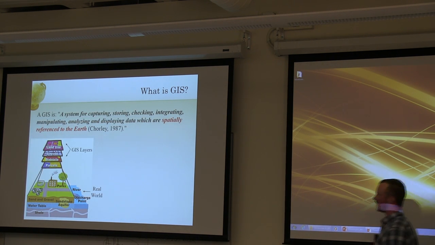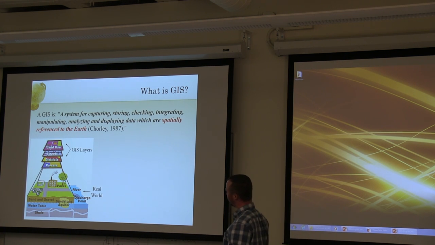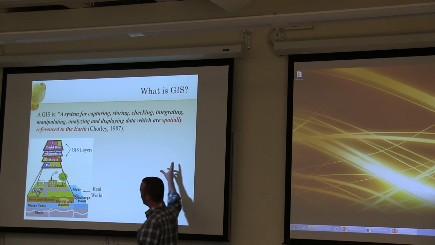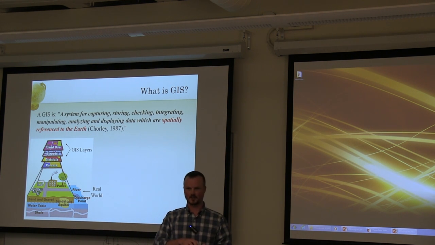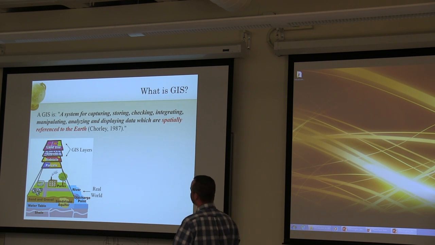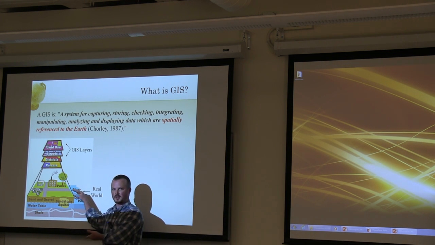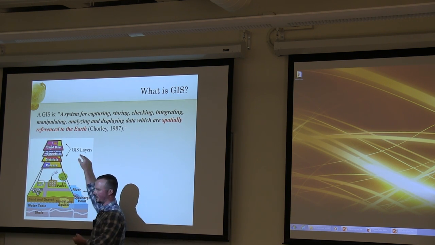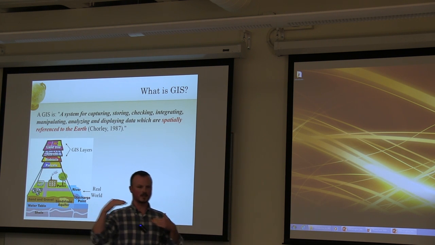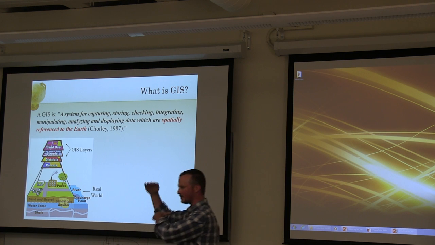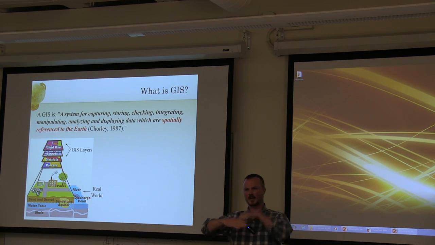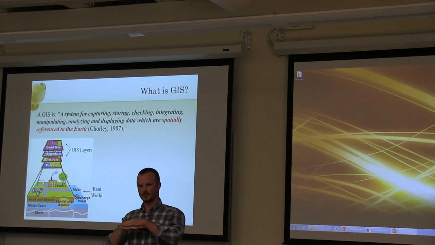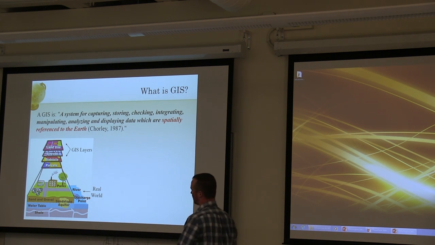Here's another quote that describes a GIS. It's the system for capturing, storing, checking, integrating, manipulating, analyzing, and displaying data. The most important part is that these data are spatially referenced to the Earth, once again. So the way a GIS looks at the world is that it breaks up the real world, which is messy and complicated, into thematic layers. Right, so it combines data based on some type of theme. And because these different layers are referenced to the Earth, you can stack them one on top of another and begin to look at relationships between those data sets in a spatial sense.